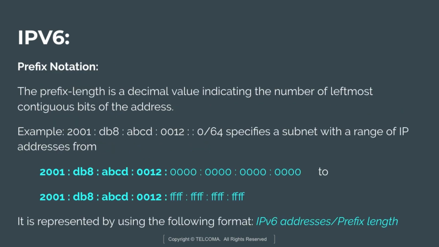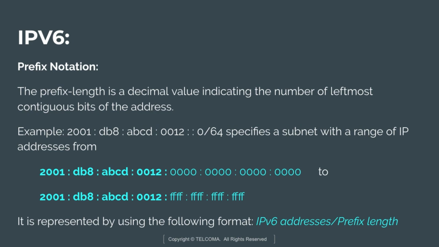Next is prefix notation. So what is prefix notation? The prefix notation is a prefix length, a decimal value indicating the number of leftmost contiguous bits of the address. The prefix length in IPv6 is expressed as an integer between 1 and 128.